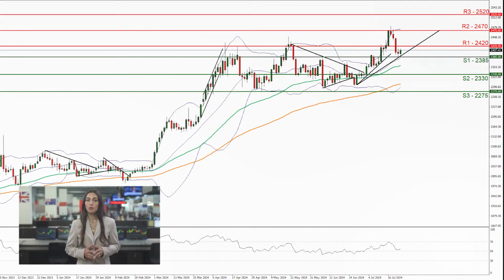On the flip side, for a neutral outlook, we would require the precious metal's price to remain confined between the 2,385 support level and the 2,420 resistance line. Yet, given the close proximity of the aforementioned support and resistance levels, should the precious metal's price form a clear break below the 2,385 support line, we would immediately switch our bullish outlook in favor of a bearish one, with the next possible target for the bears being the 2,330 support base.